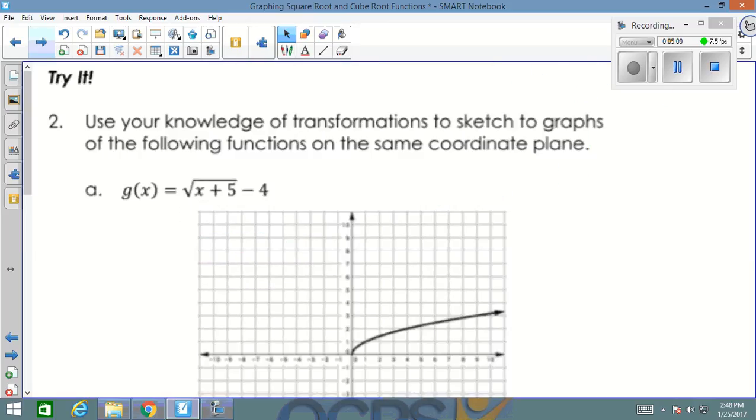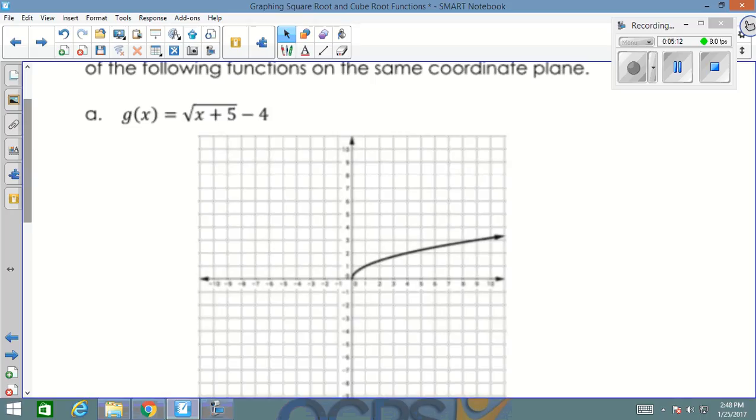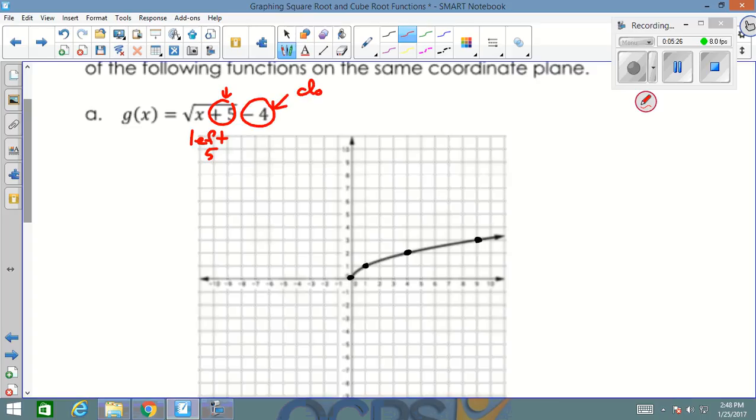So let's try this one. Again, this is the square root function, so we have points at 0, 0; 1, 1; 4, 2; 9, 3. This 5 here tends to go left 5 units because it's opposite, left 5. And the 4 here, we're going to go down 4. So we're going to shift all these points to the left 5 and down 4. And there. So here's our new function.